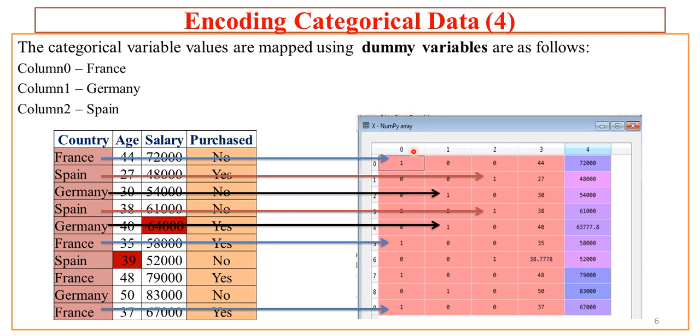Now this index 0, index 1, index 2, these are 3 dummy variables created internally by the Python environment when you execute the code, which we have seen in the earlier slide. Now here we have in our original data set the country at column index 0, having values France, Spain and Germany.